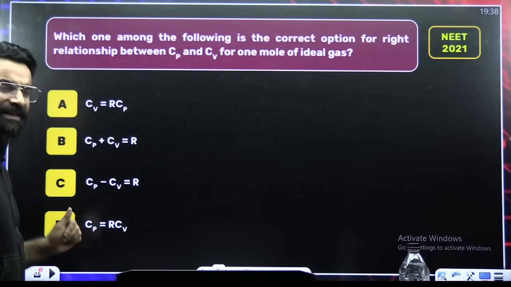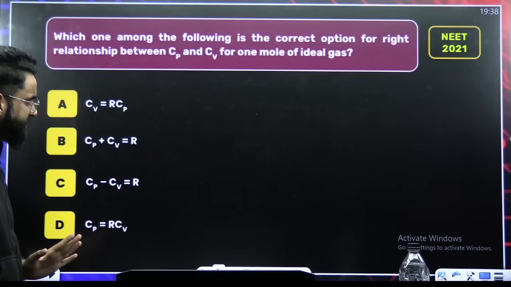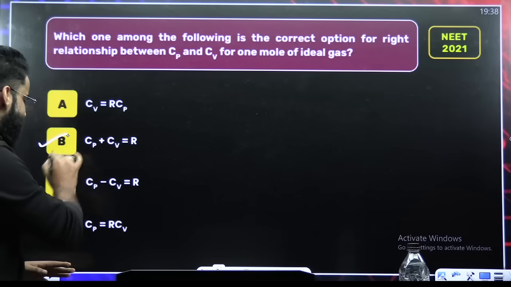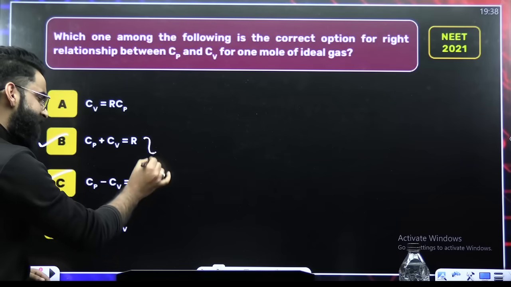Similarly, look at the results. Look at the options first of all. Which options do you see similar? B and C, I see similar. So the correct option is either going to be B or C.